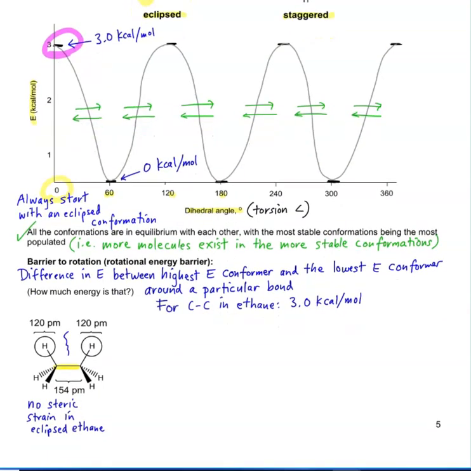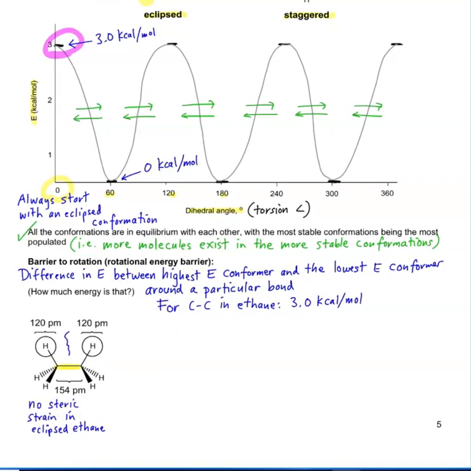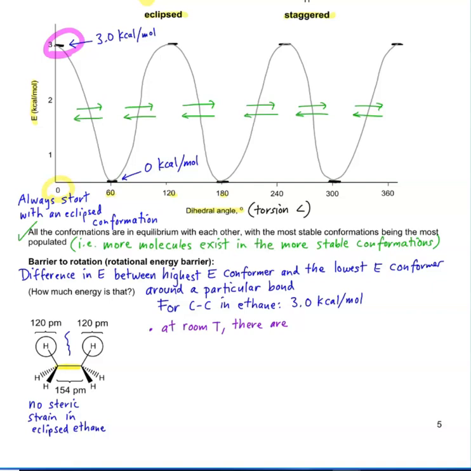Now, how much energy is that? Okay, so let me give you a couple of other numbers to put this into context. So at room temperature, for an assembly of molecules, we estimate that there's about 20 kilocalories per mole of energy available. In other words, at room temperature, there's plenty of energy available to an assembly of ethane molecules that bond is going to be rotating constantly. Okay, so there's a ready supply of energy to cause that bond to rotate.